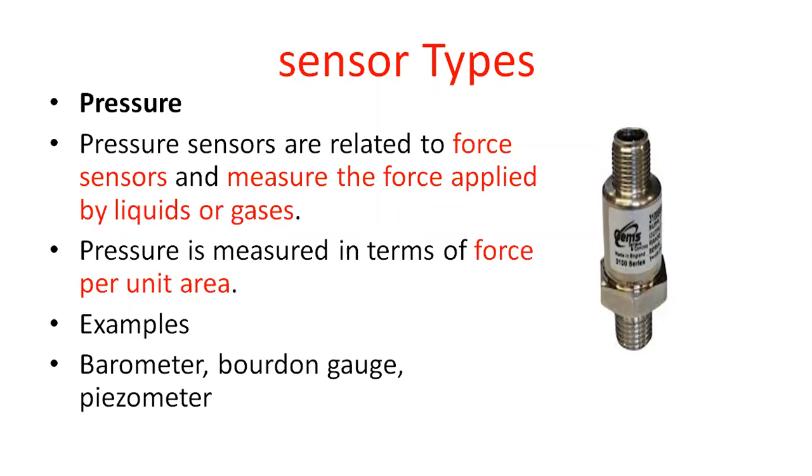For example, the barometer, Bourdon gauge and piezometer are all pressure sensors. Just like a pressure sensor in a pressure cooker, when you apply pressure, it will give a whistle.